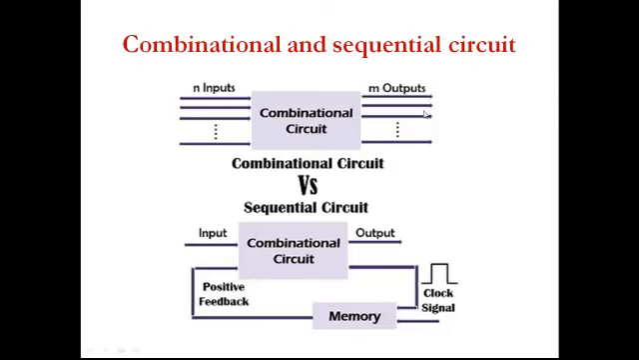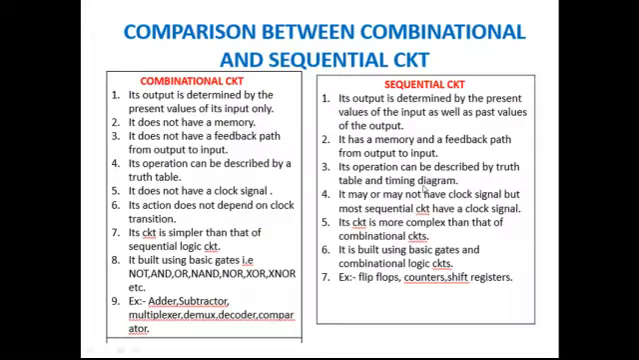In a combinational circuit, the output at any time depends only on the present combination of the input. Whatever the input is at the moment, that alone will reflect in the output. Whereas in a sequential circuit, the output not only depends upon the present input, but also upon the previous output. How do I say it depends on the previous output? Because there is a memory which saves the previous output, and this adds feedback to the combinational circuit.